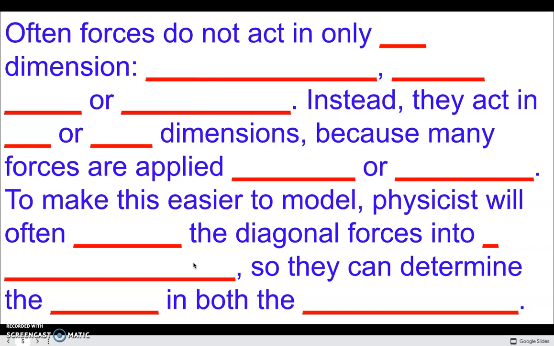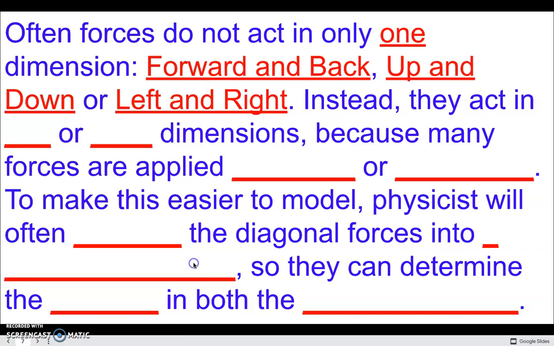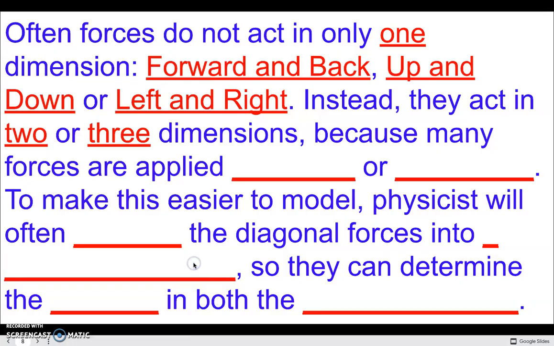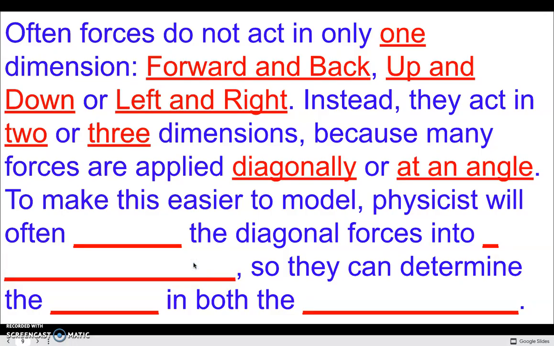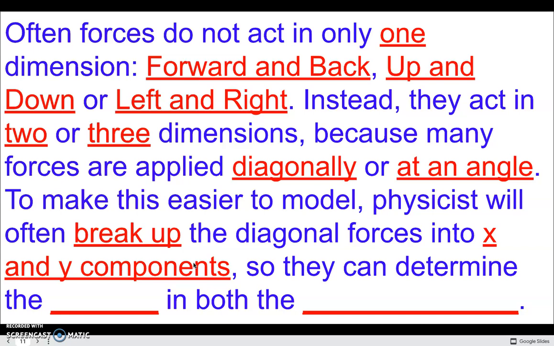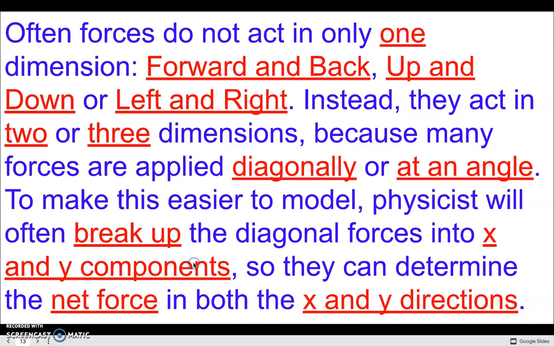So often forces do not only act in one dimension, right? By one dimension, I mean like forward and back, up and down, left or right. Instead, they'll act in 2 or 3 dimensions because many forces are applied diagonally or at an angle. So to make this easier to model, physicists will often break up the diagonal forces into x and y components so that they can determine the net force in both the x and y directions.